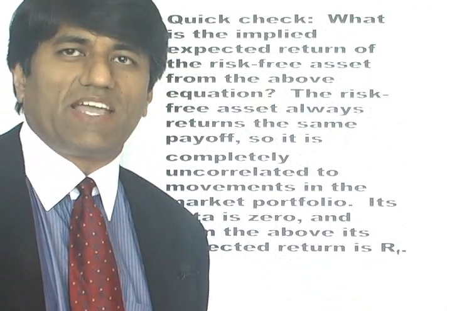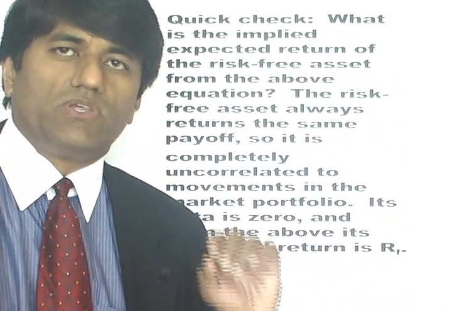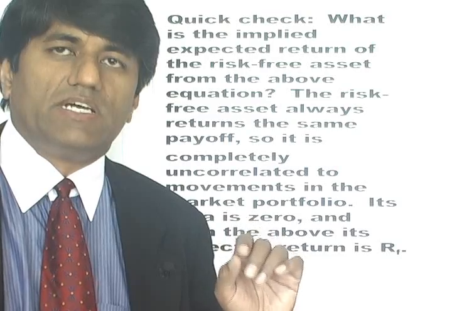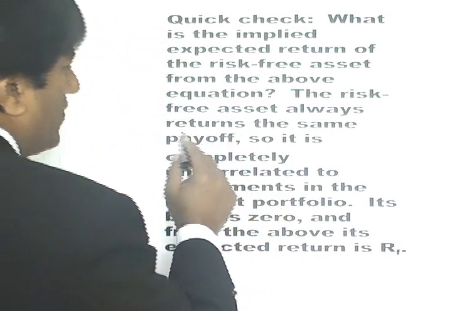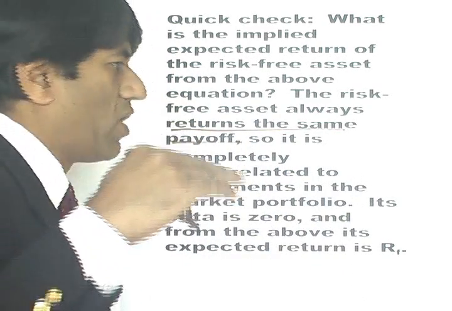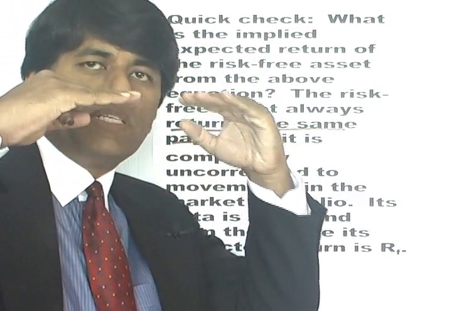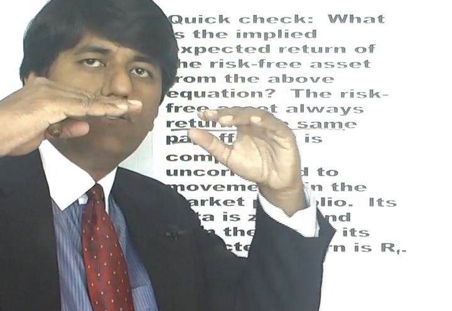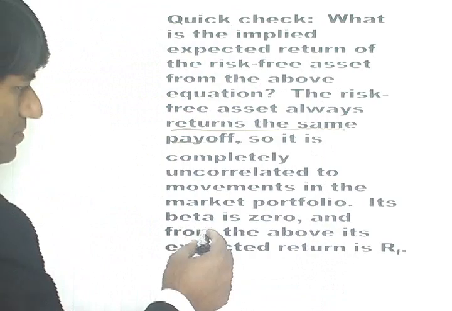So here's a quick check of the CAPM equation. We check if it actually gives you the right expected return for the risk-free asset. Well, what is a risk-free asset? A risk-free asset always has the same payoff. So it has a constant payoff, whereas the market moves up and down. So what's the correlation between something which is constant and something which is moving up and down? It's 0. There's no movement together or against.